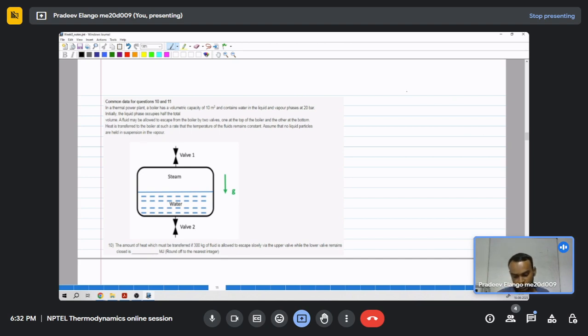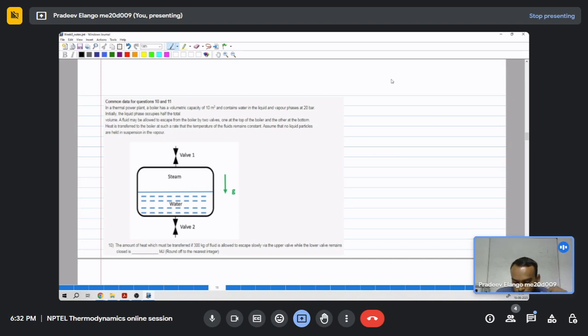The next question: we have a thermal power plant. A boiler in the thermal power plant has a volumetric capacity of, say, 10 meter cube and contains water in the liquid state and vapor phases at 20 bar. Initially the liquid phase occupies half the total volume. Fluid may be allowed to escape from the boiler by two valves, one at the top of the boiler and the other at the bottom of the boiler.